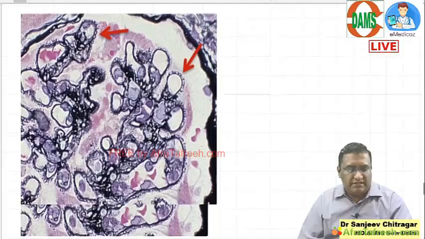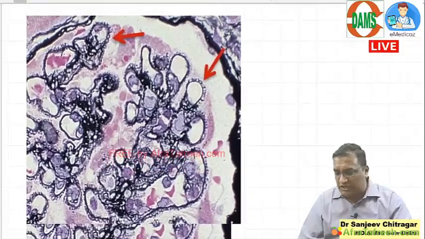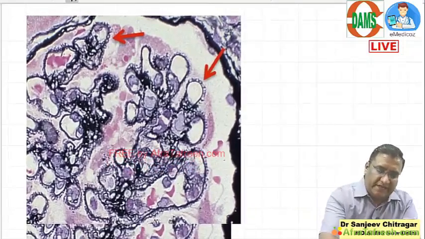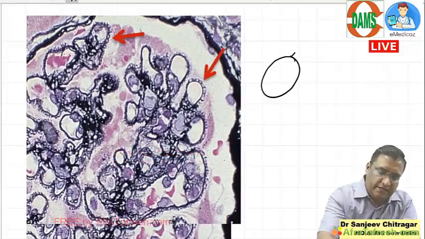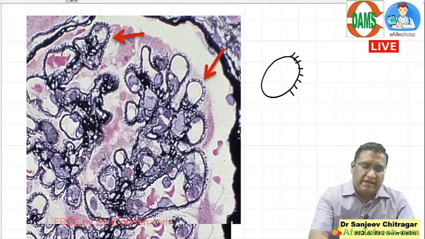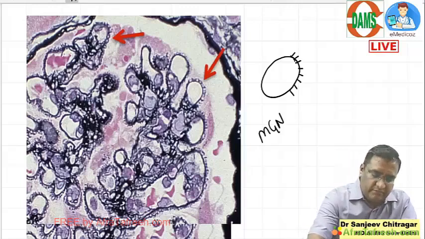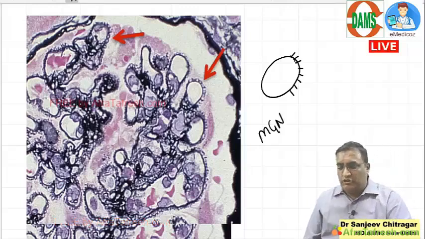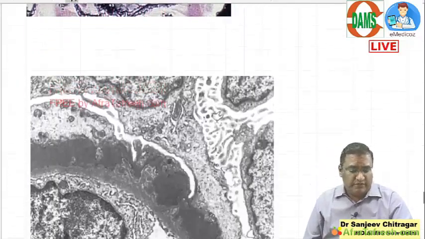Now look at this. What are you seeing here? This is your spikes. So this is your capillary. In the capillary, you are seeing such spikes. This is your spikes, MGN. Membranous glomerulonephritis. I told you history. What history will you get? Probably you'll get a history of a malignancy here, MGN.